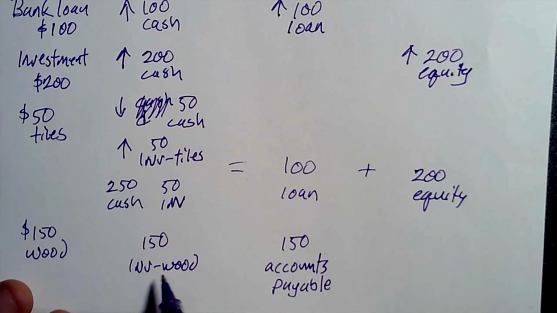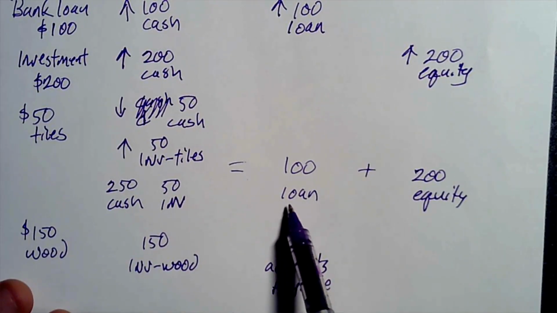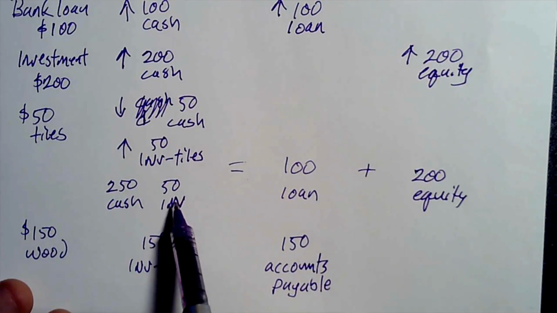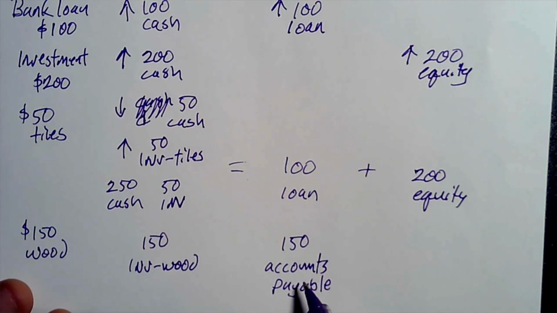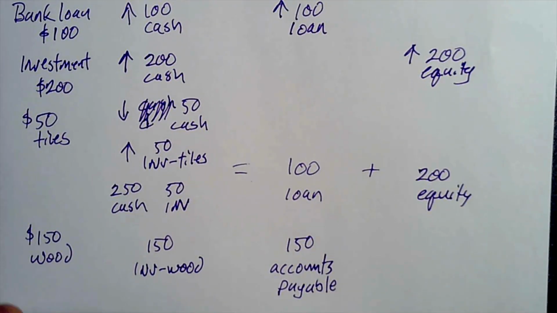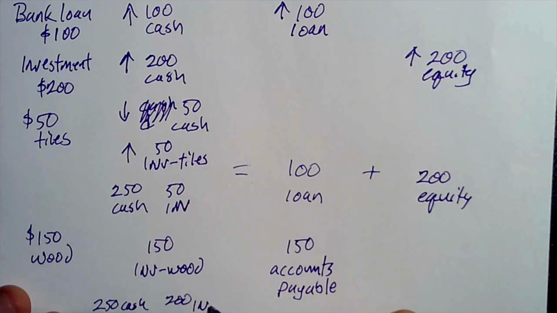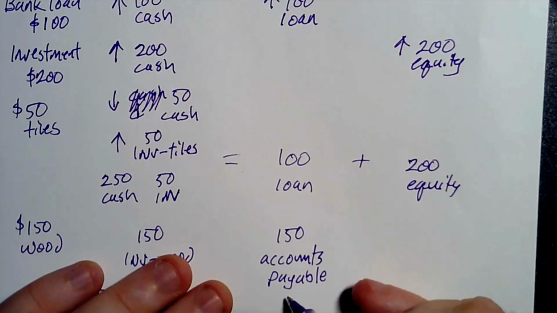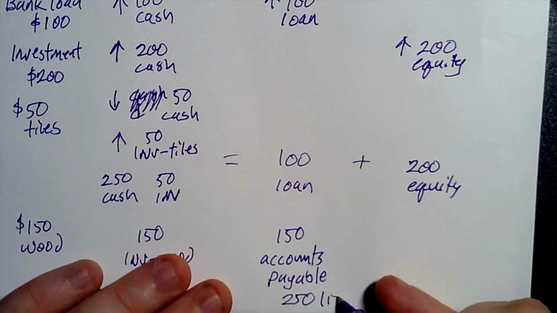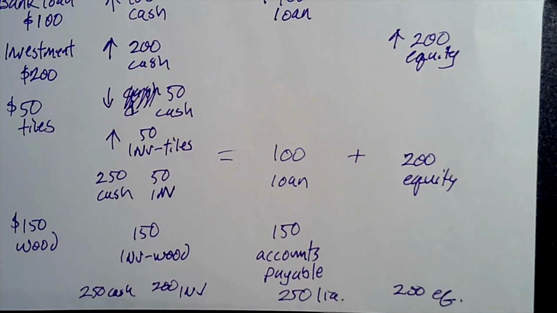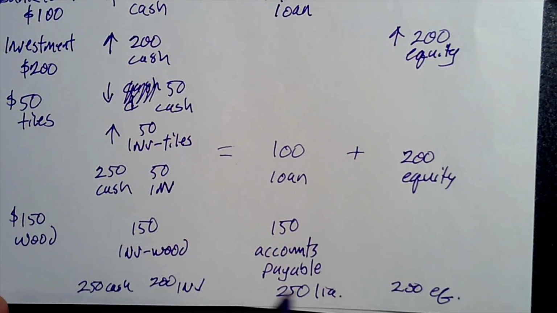So here, inventory went up, but also our liabilities went up. So at the end, I have $250 in cash, $200 in inventory, $250 in liabilities, and $200 in equity, and I end up balancing. And so you can see this side is $450 and that side is $450.